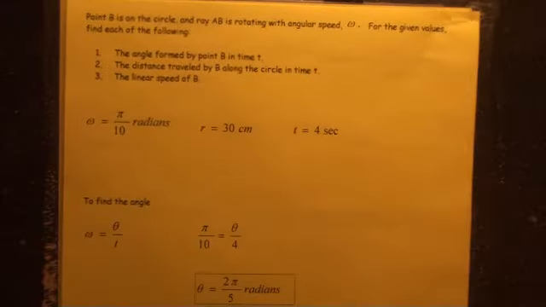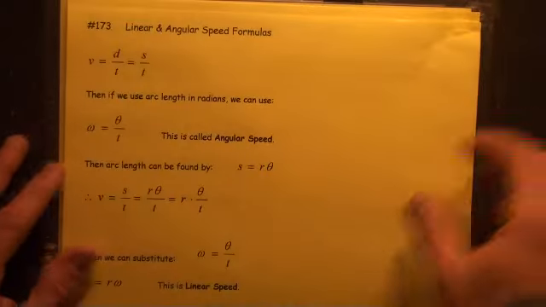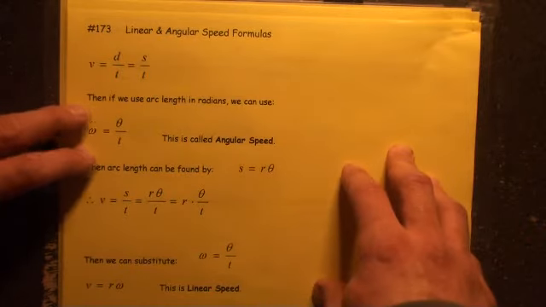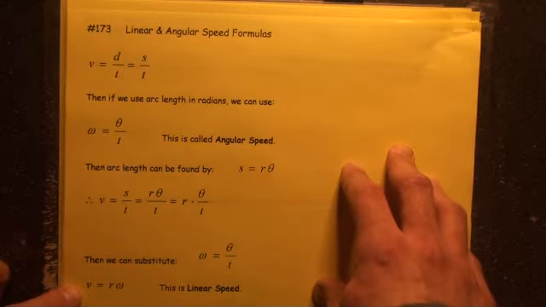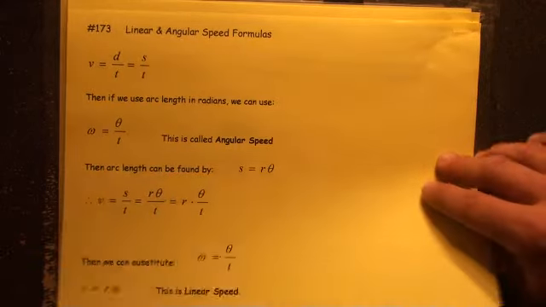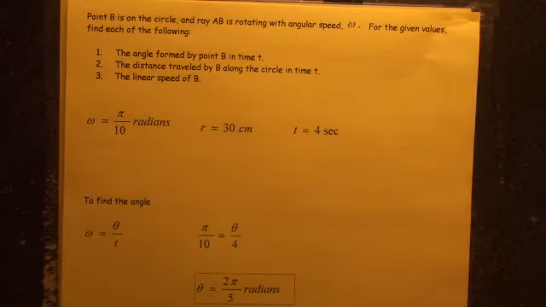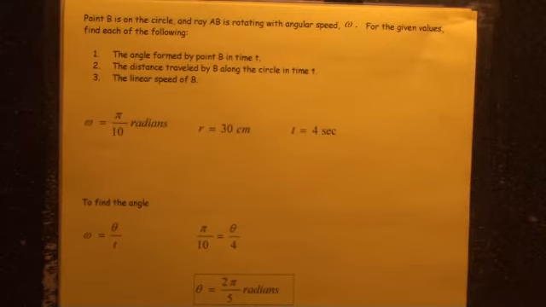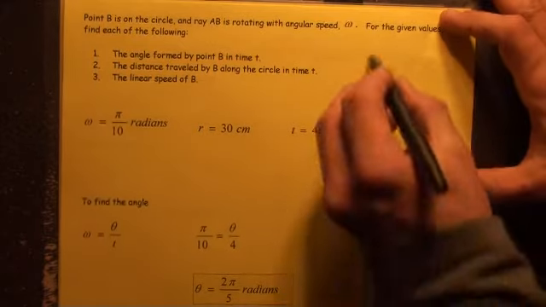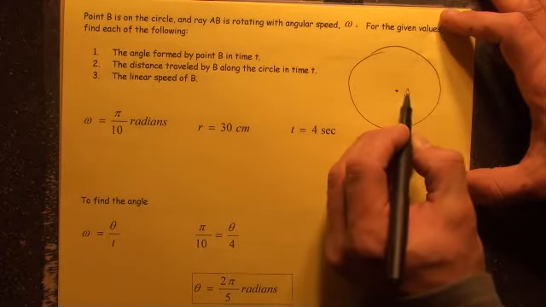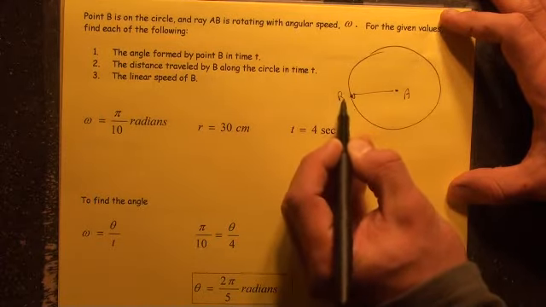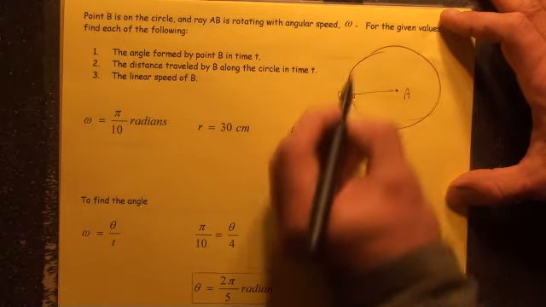Okay? Now, so here's what we're doing. We have a way of taking the angular speed and converting it to how fast somebody would be going if it was in a straight line. That's what's cool about this. Point B is on the circle, and ray AB is rotating with angular speed W. That's point A. Point B is on the circle and it's rotating.